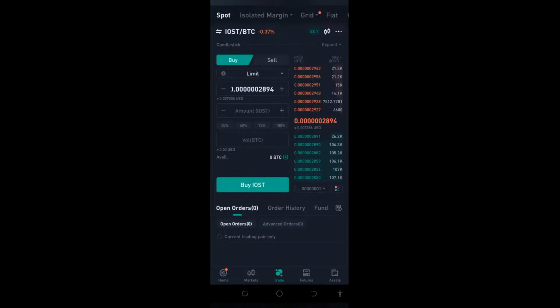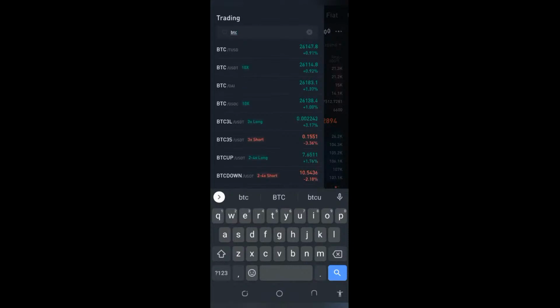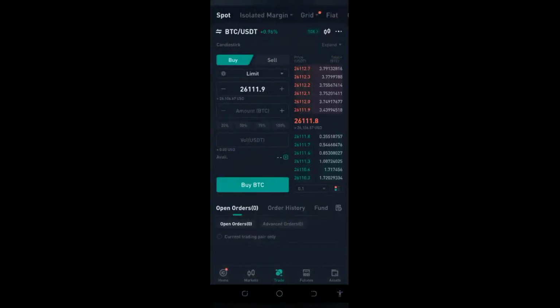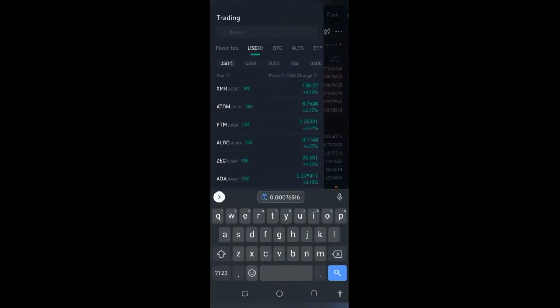Buy BTC. Okay, so now we have our usual $20, right? So we're going to first of all go to BTC. Let's see how much we will get. Okay, so we're just going to pick up the 100%. We will get 0.000766516. Okay, let's just cut that and then quickly run back to our IOST BTC.